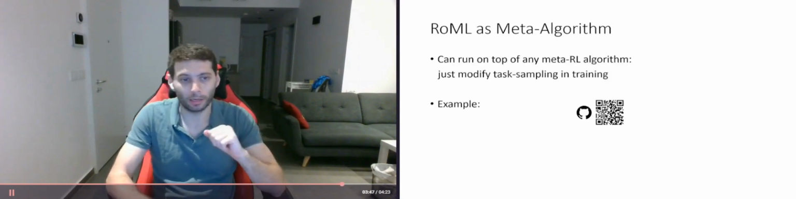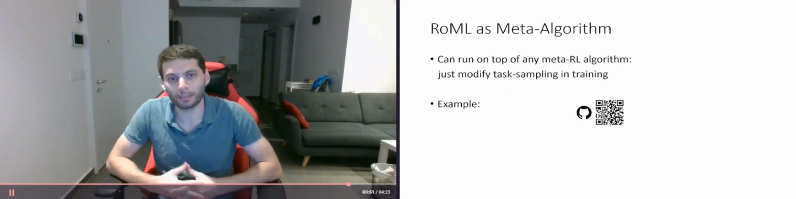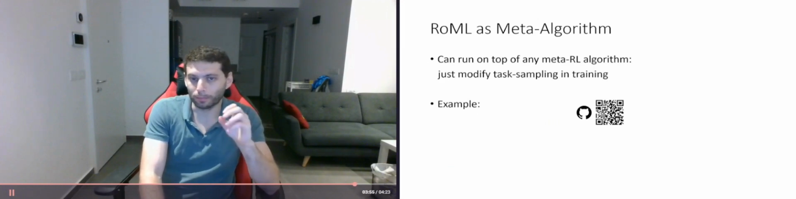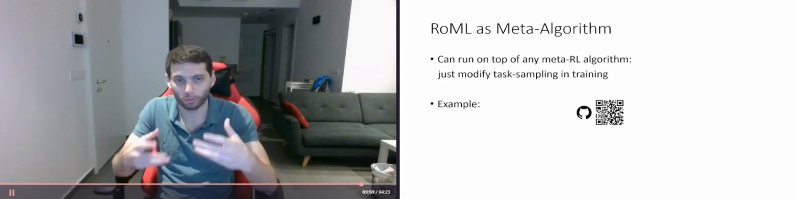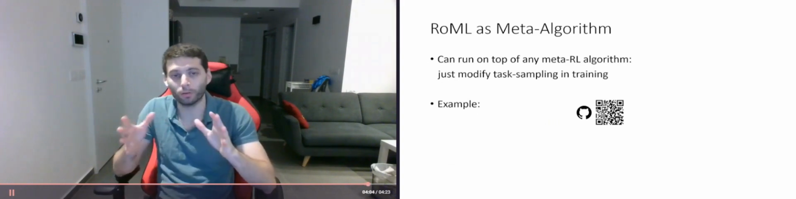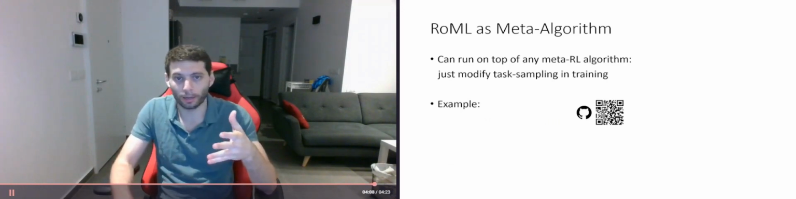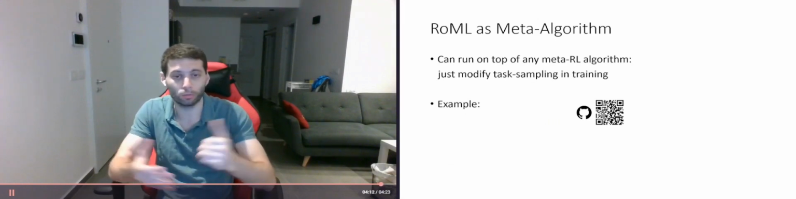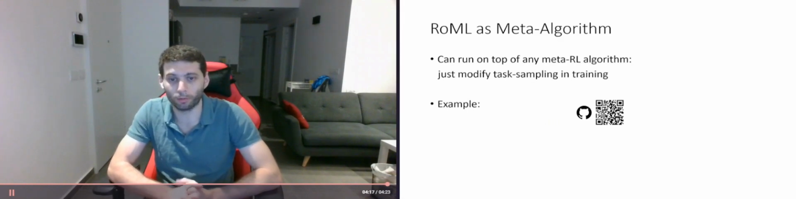Just to finish with a practical note, ROML is a meta-algorithm in the sense that you can take your own MetaRL algorithm and feed it to ROML and get a robust version of your algorithm. So you can keep your own framework, your own algorithms, just need to change the way you sample tasks during training, and then you get ROML. And you can see an example for that in our repo.